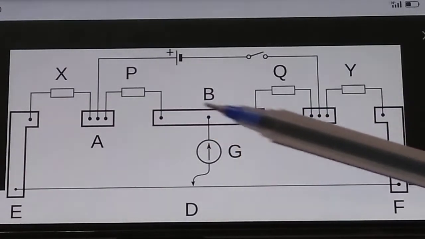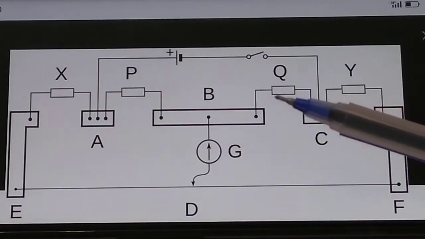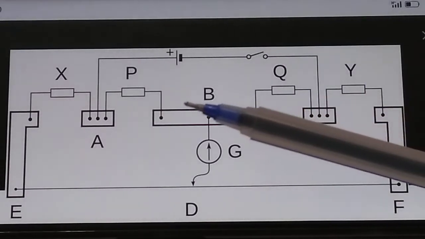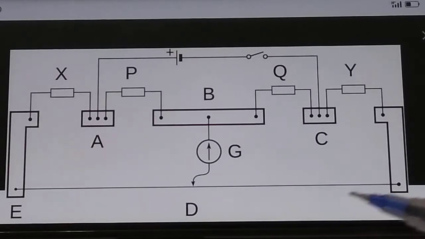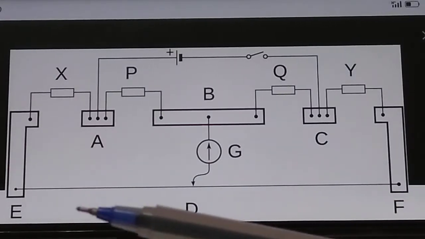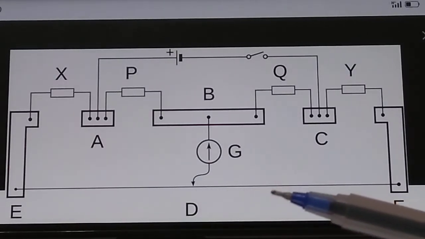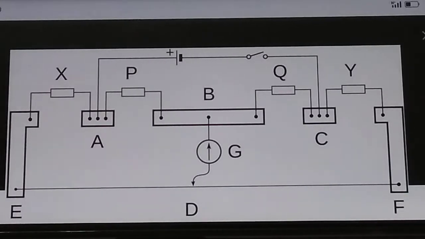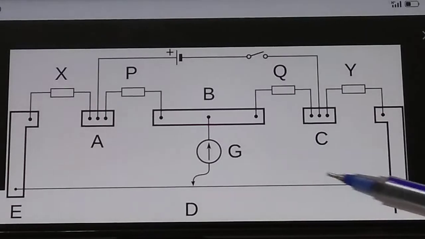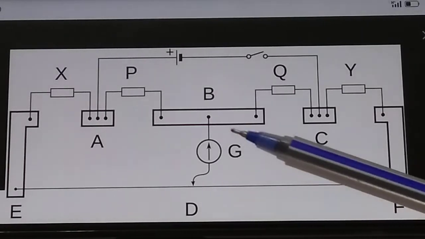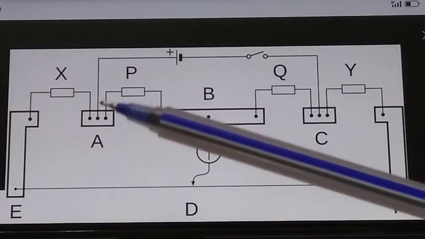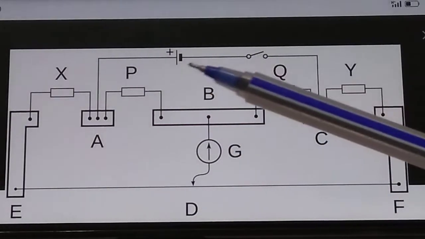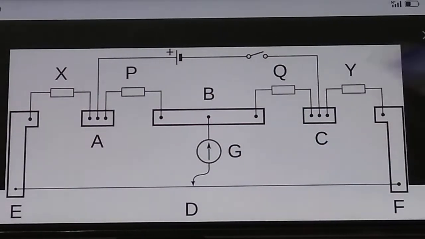And here P and Q are known resistances of the order of 5 ohm to 10 ohm, and this is your wire of 1 meter length, as I have discussed in the previous video, that is your meter bridge experiment. And you see, this is the galvanometer, and you connect here the battery, and this is your key. Okay.